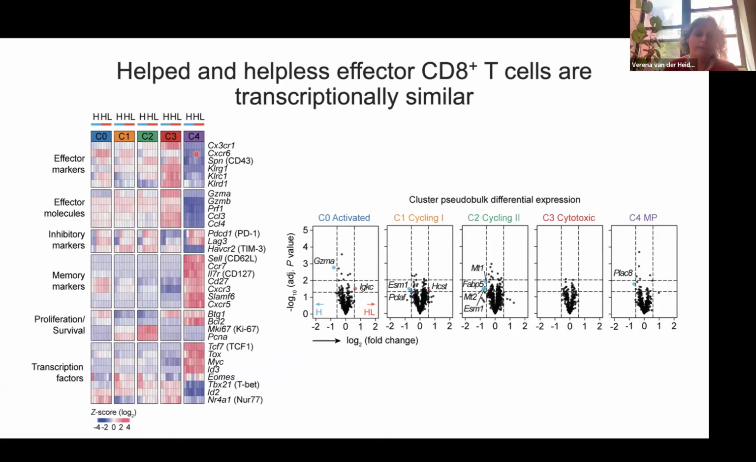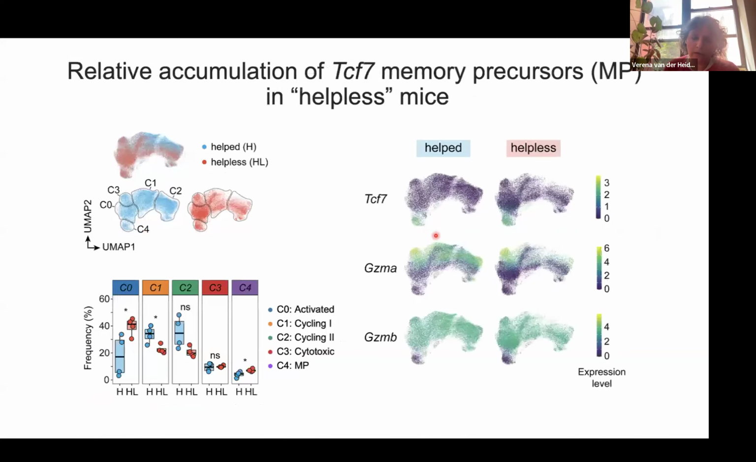So there are differences between each cluster, obviously. The memory precursor cluster has more markers that are associated with memory usually, and then there are effector clusters that have higher mRNA levels of CX3CR1 or CXCR6, but there is no huge or substantial difference between the helped and the helpless clusters per se, and we also could not see any differences when we looked at cluster pseudobulk expression. So this was a little bit disappointing because it didn't really provide an explanation why some of these mechanisms and phenotypes that we were seeing were happening.